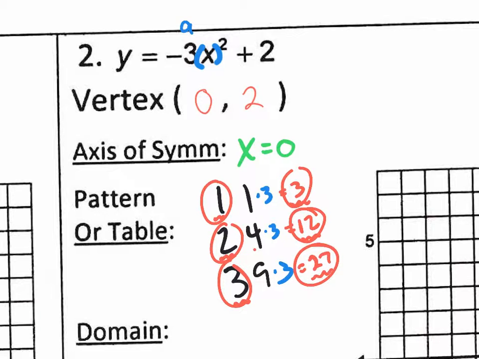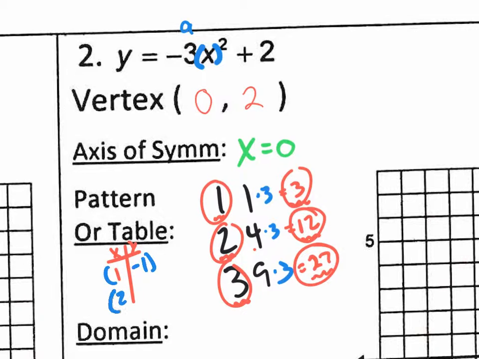But you could always go back to an XY table and just plug in the number 1, right? So like, let's say you wanted to use an XY table. You could plug in 1. So if you plug in 1 right there, 1 squared is 1. 1 times -3 is -3. -3 plus 2 is -1. So you could actually just use an XY table and get the input 1 and the output -1.